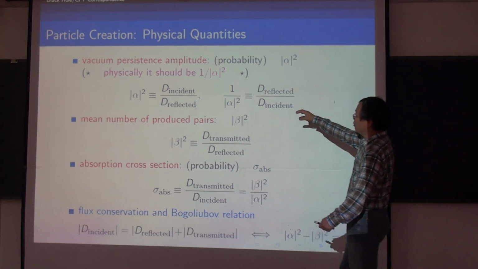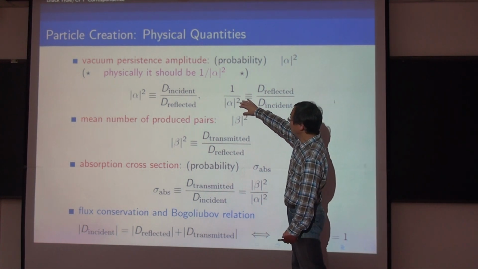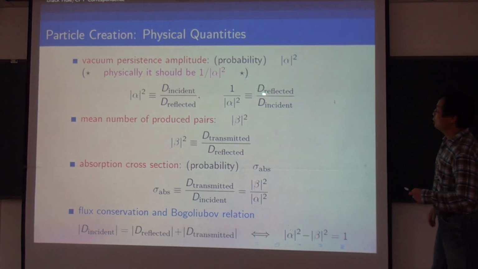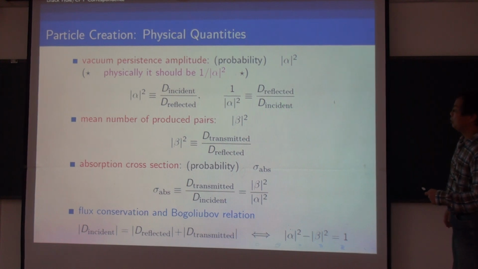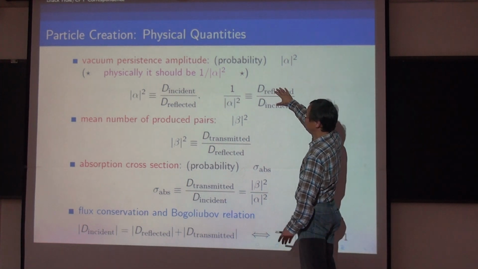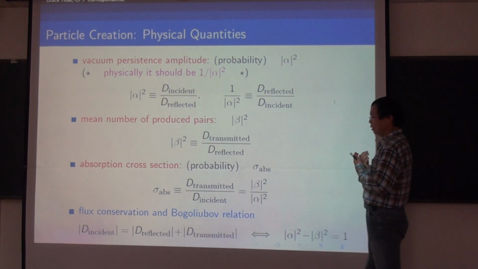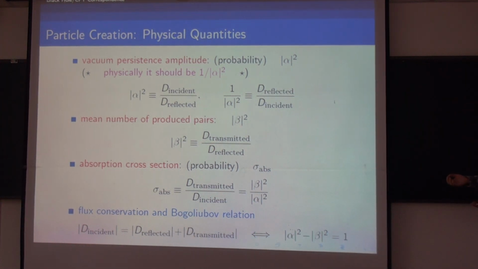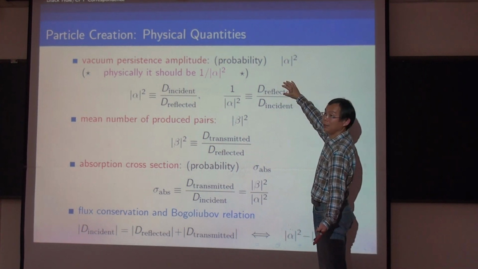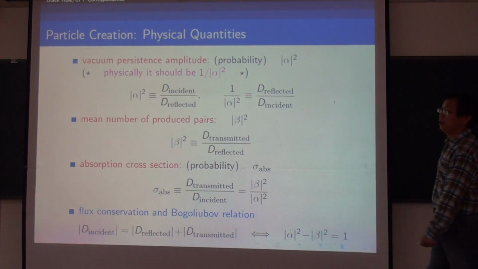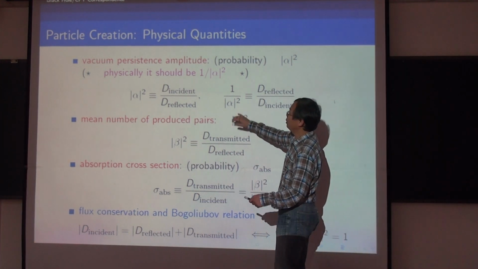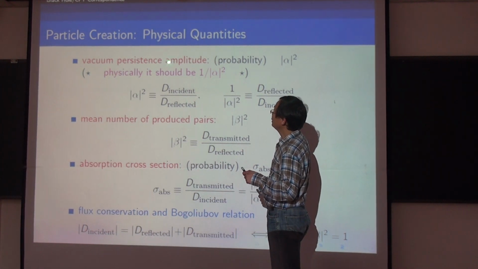More physical and easier to understand, you can consider 1 over alpha squared, which is the ratio of the reflected part to the incident part. This means if 1 over alpha squared is bigger, then fewer real particles will be produced. Because if this is equal to 1, all the virtual particles will annihilate, so there is no particle creation. So 1 over alpha squared is called the vacuum persistence.